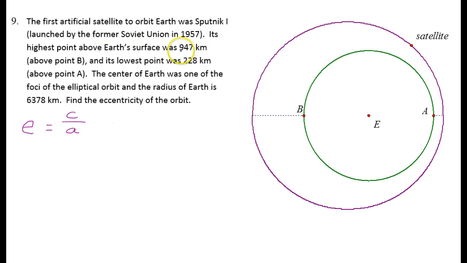So let's see. 947 kilometers above point B. So this is 947. Everything I do will be in kilometers. And 228 kilometers above point A. So this little guy right here is 228. And then the radius of the Earth is 6,378 kilometers. Okay, so that's the radius.